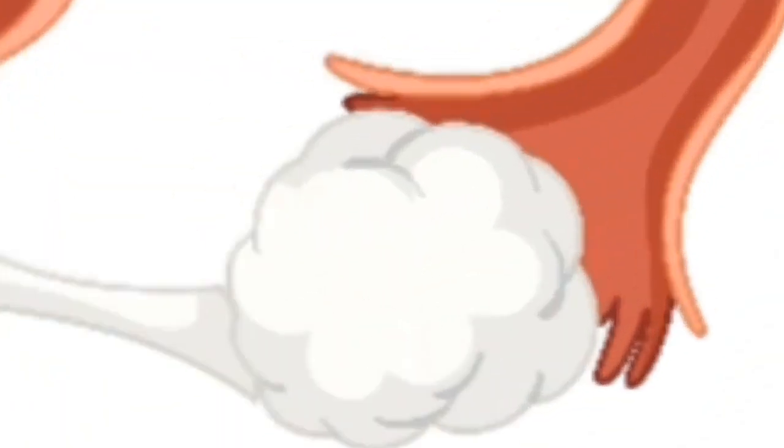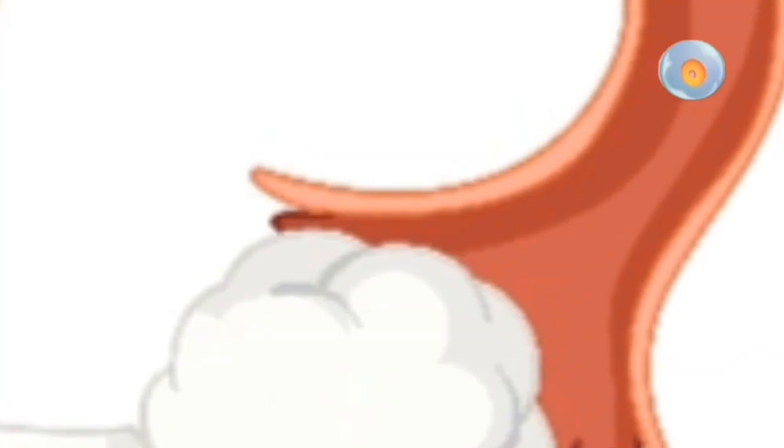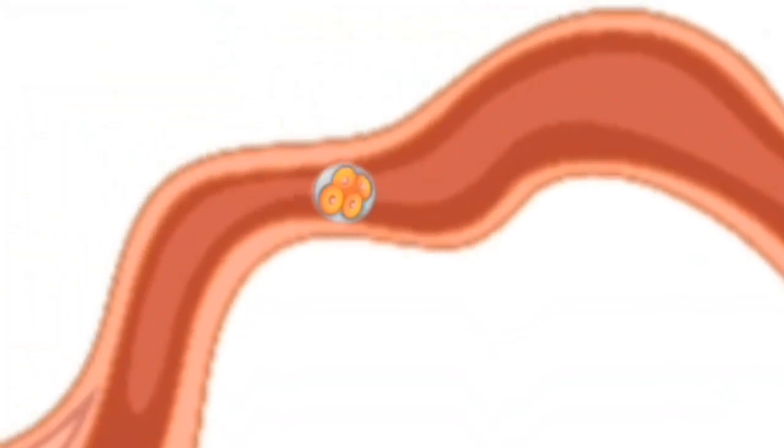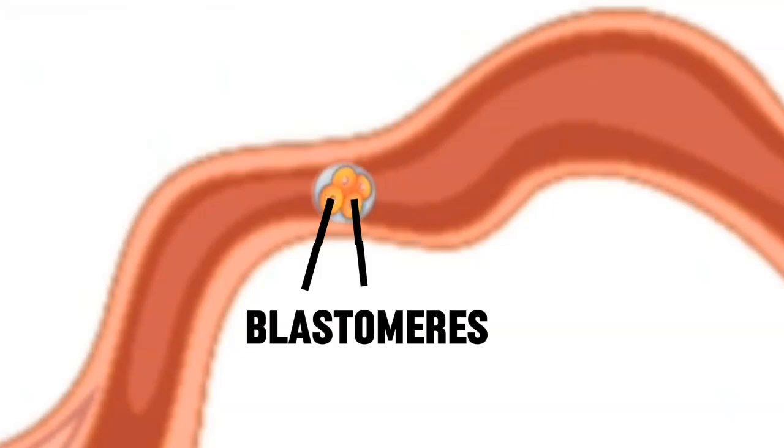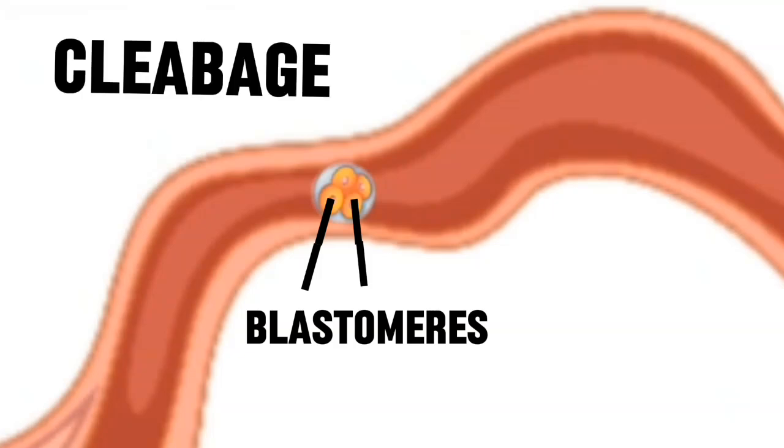Fertilization usually occurs in the ampulla of the fallopian tube. The fertilized egg, referred to as the conceptus at this stage, immediately travels towards the uterus. During the journey, it undergoes several mitotic cell divisions, producing daughter cells called blastomeres. This process is known as cleavage because the cells divide without growing in volume.